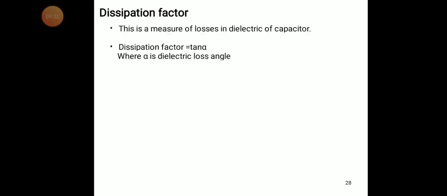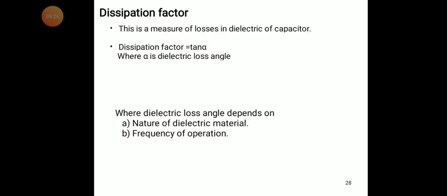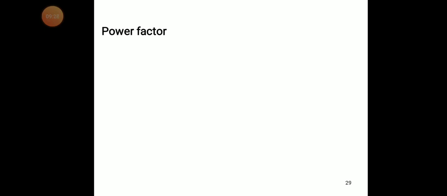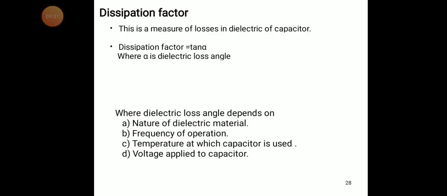The next one is the dissipation factor. This is also an important specification. What is the dissipation factor? This is the measure of loss in the dielectric of a capacitor. The dissipation factor says how much loss will occur in the dielectric.